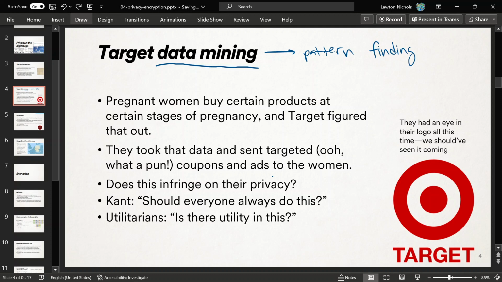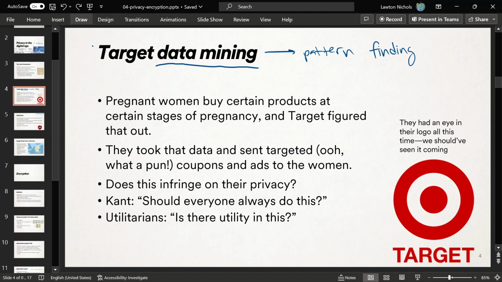All right? And the question is, does that infringe on their privacy? Did they have a right to privacy as they were shopping in Target? Should this data have been taken from them and used to generate ads? That's the question, and the answer is something I want you to come up with. I can't tell you the right answer; there is no right answer. But we can, of course, ask our boys.